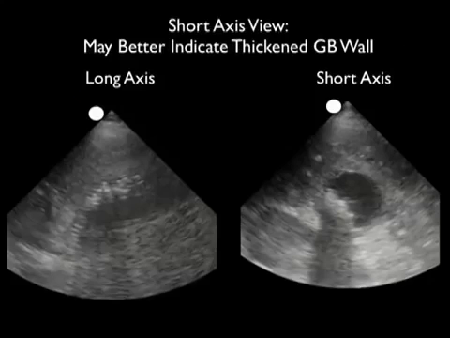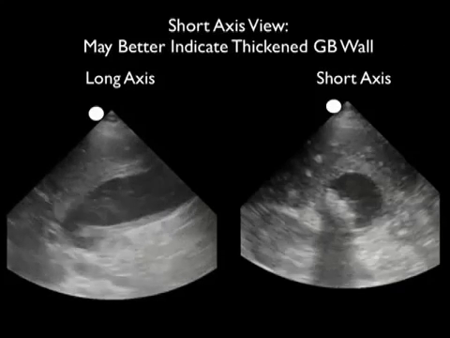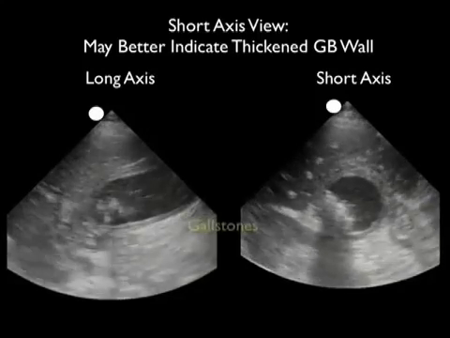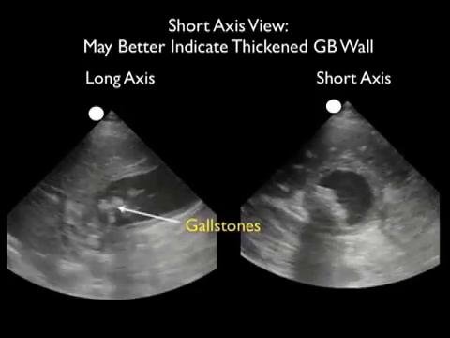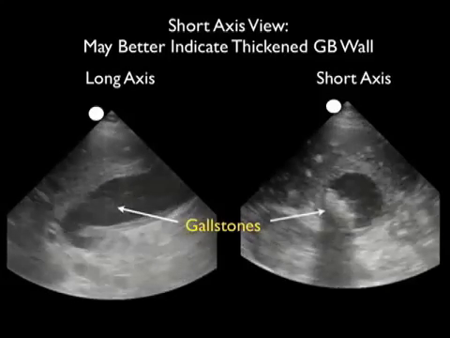This is a video showing two views of the gallbladder taken from a patient with right upper quadrant pain and fever. We see the long axis to the left and the short axis view to the right.